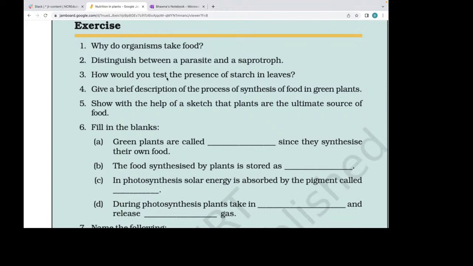How would you test the presence of starch in leaves? So we can perform the iodine test. हम iodine test कर सकते हैं.